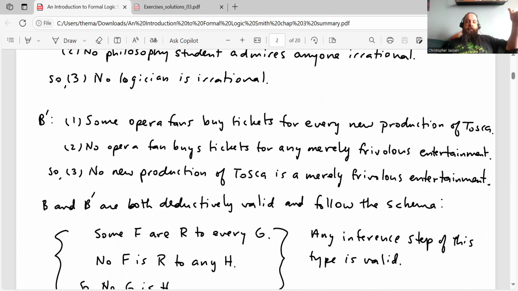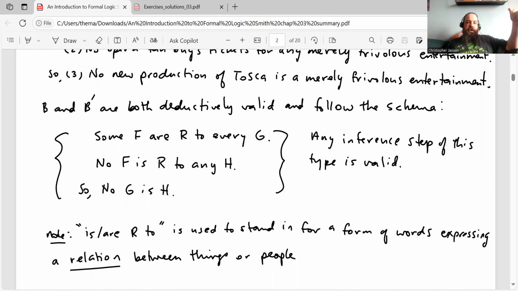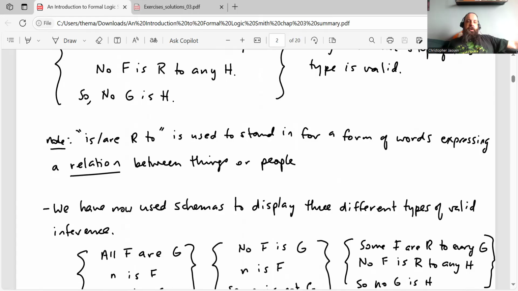So B and B prime are both deductively valid, and they follow a different schema, which we have written here below. Some F are R to every G. No F is R to any H, so no G is H. And any inference step of this type is also valid. Right? He makes a note here about R. That's kind of confusing to say out loud, but R is used to stand in for a form of words expressing a relation between things or people.